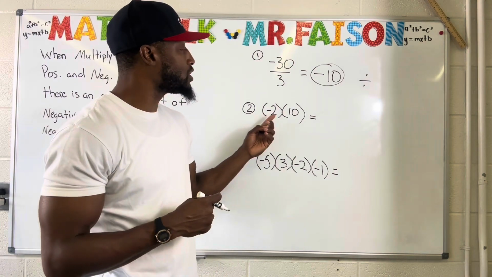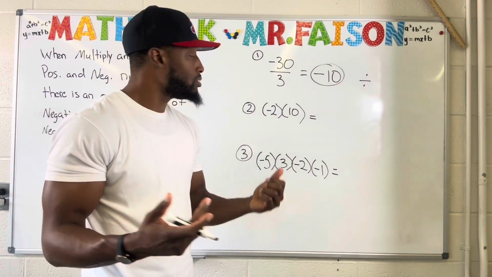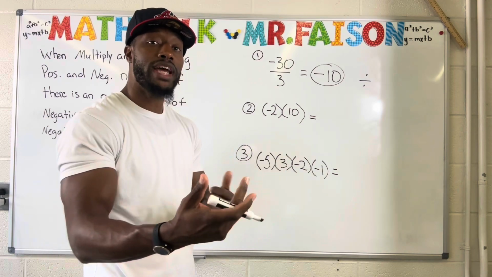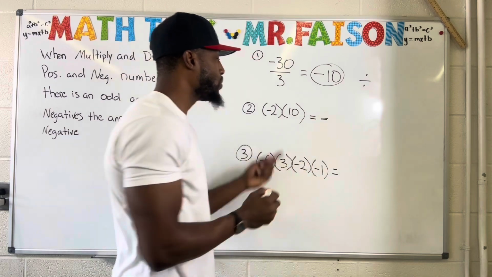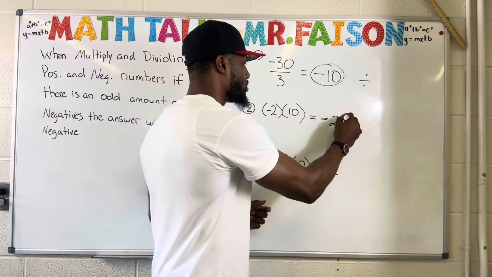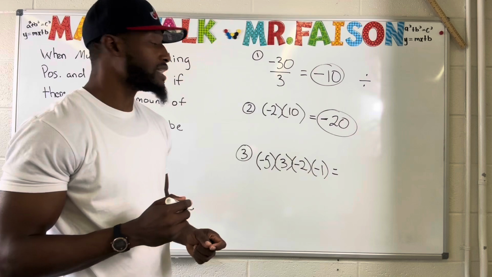So we're looking at negative 2 times 10. Once again there's an odd amount of negatives in this problem. There's only one negative, so I know my answer is going to be negative. And we know 2 times 10 is 20, so we have negative 20 as the answer.